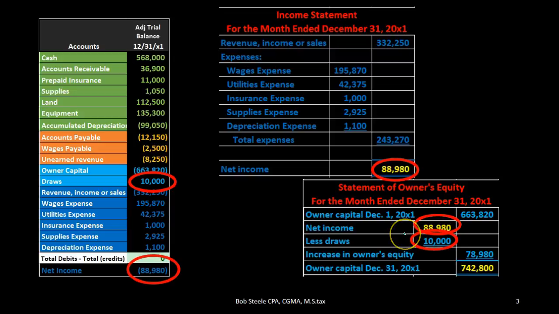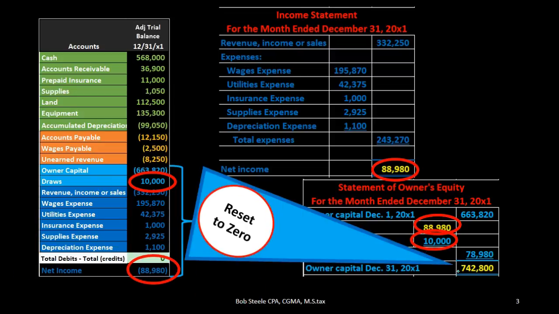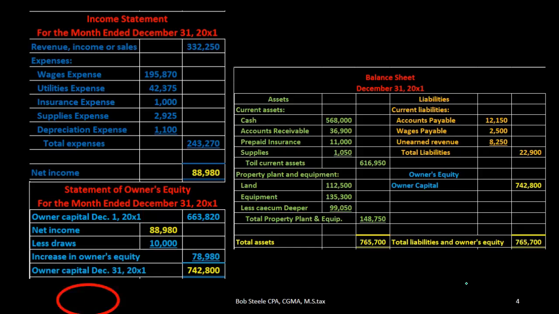And of course, net income, clumping together all the income statement accounts, revenue, and expenses. That's how we're going to get to our ending capital number. Once again, as of the point in time, that ending capital number is what will be on the balance sheet. Everything else is the temporary section. That's what we need to close out. Remember, that 742,800, same number that we just talked about on the balance sheet.